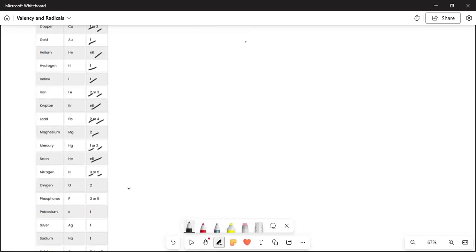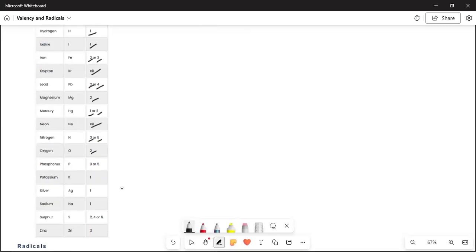Then nitrogen is 3 or 5, variable. Then oxygen, the valency is 2. Oxygen has 6 electrons in the outer shell, so it needs 2 extra electrons to fill the outer shell. So it accepts the 2 electrons from metals. Then phosphorus has variable valency, either 3 or 5.